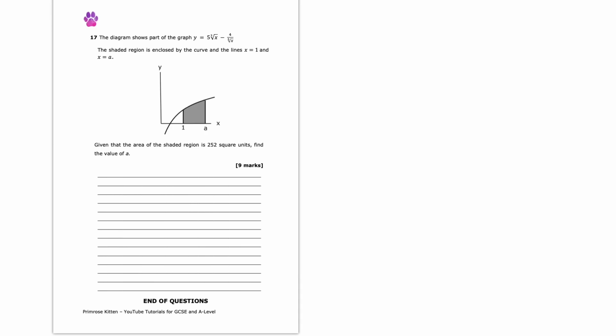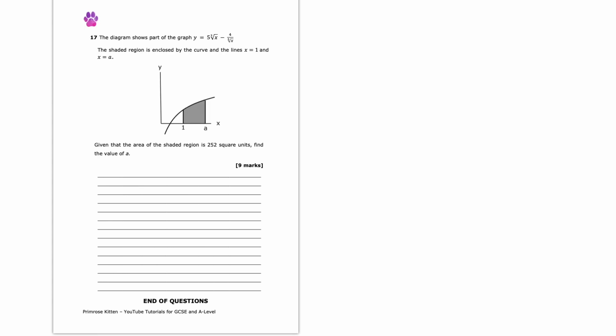Okay, so nearly at the end of this paper, we're given this one here. The diagram shows part of the graph y equals 5 cube root of x minus 4 over the cube root of x. And we're told that we have a shaded region enclosed by that curve and the lines x equals 1 and x equals a, and of course also the x-axis as well. So given that the area of the shaded region is 252 square units, find the value of a.